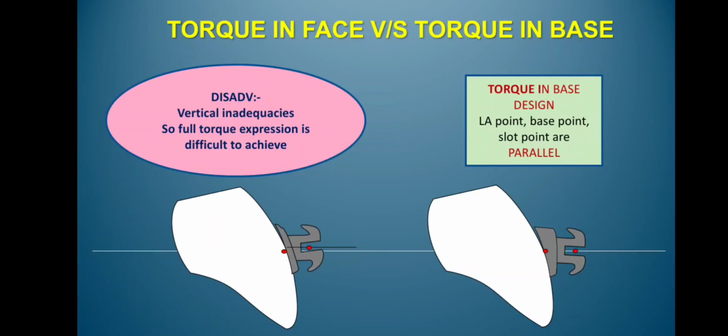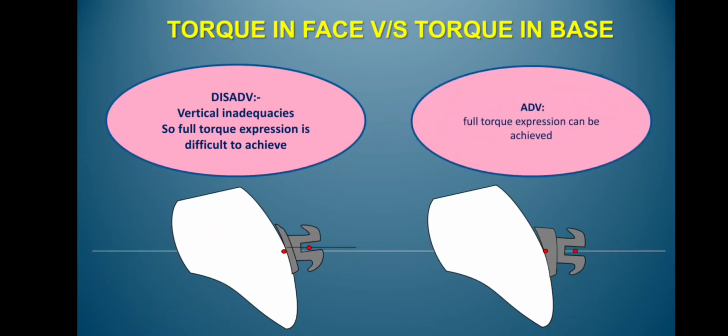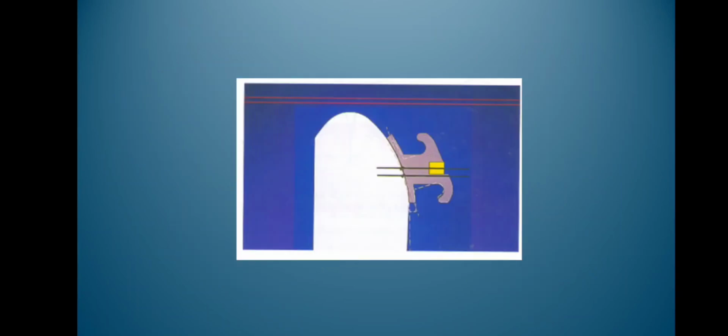And coming to torque in base design, LA point, base point, slot point are parallel. As these 3 points are parallel, advantage is full torque expression can be achieved. And this is the recent technology where brackets can be finished in a combination of torque in phase and torque in base with no difference in slot position using CAD/CAM technology.